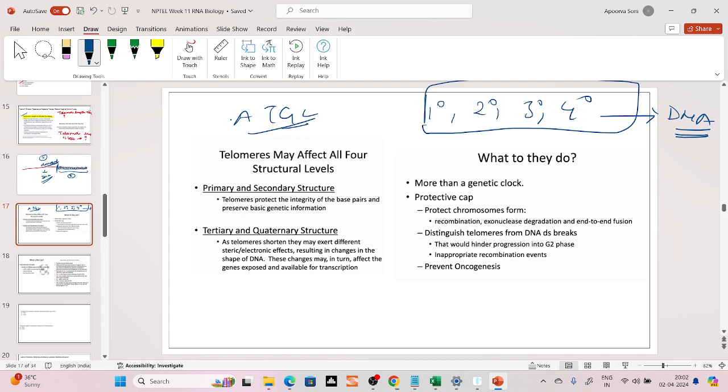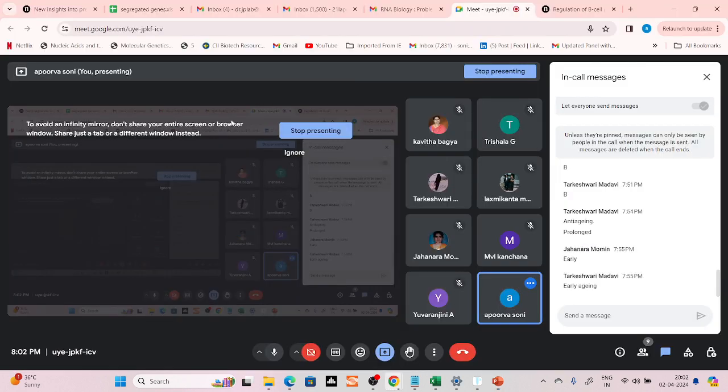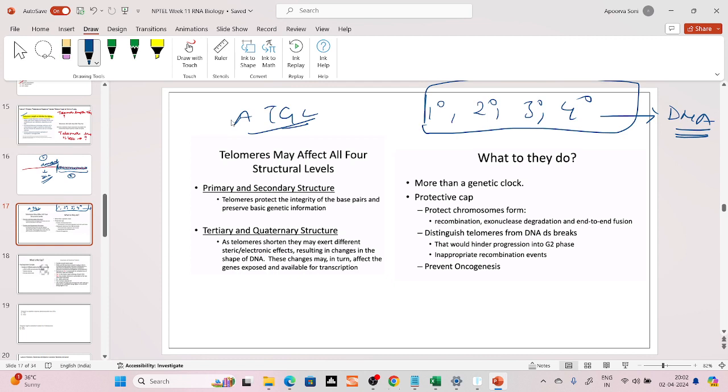At the primary structure, whether we are talking about a protein or a nucleic acid, primary structure is the most important part, because it is the building block which is going to decide your secondary, tertiary and quaternary structure. So telomeres protect the primary and secondary structure by protecting the integrity of the base pairs and preserving the basic genetic information. Whatever the sequence of the base pair, it protects.